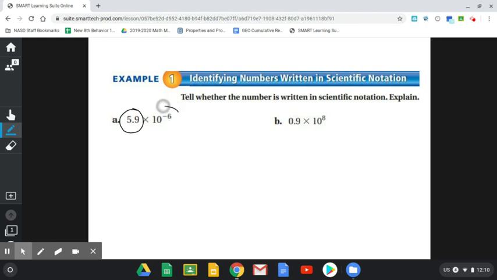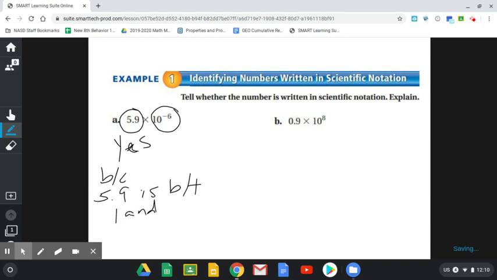And then we look at the base, and if it's multiplied by a base 10 with some exponent, then both of the conditions are true. So then we can say that yes, this is written in scientific notation, and it's because 5.9 is between 1 and 10. Remember, it's allowed to be 1, it's not allowed to be 10. But if you write down it's between 1 and 10, we're going to understand as math teachers what you mean by that, and we'll be okay with that.